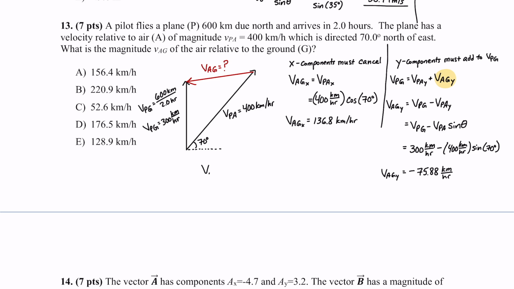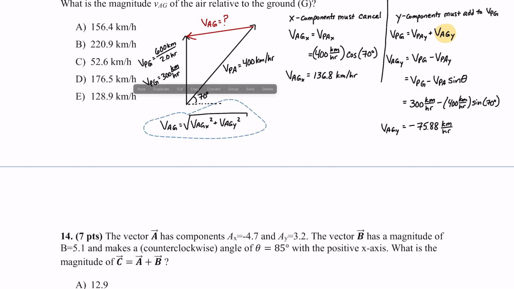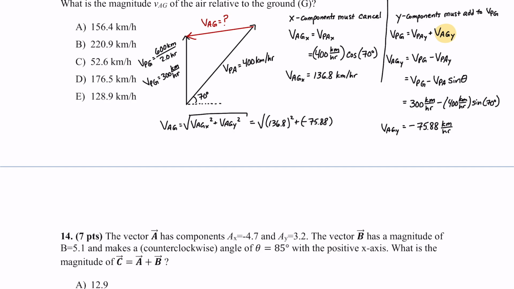With the x and y components, we can now find the velocity of the air with respect to ground using the Pythagorean theorem. Plugging in numbers, we have 136.8 squared, negative 75.88 squared, everything square rooted, to find that the velocity of air with respect to ground's magnitude is equal to 156.4 kilometers per hour, which is answer A.